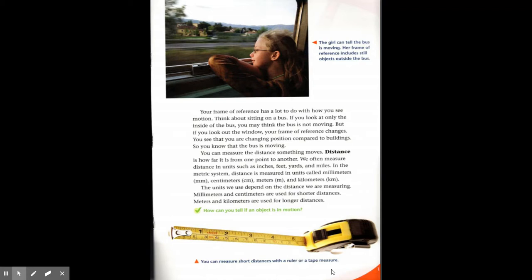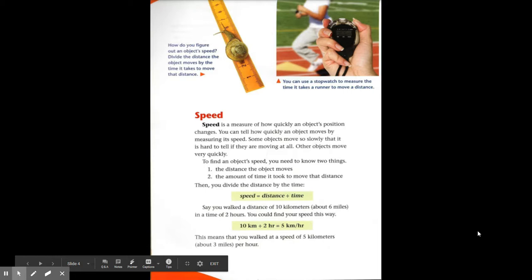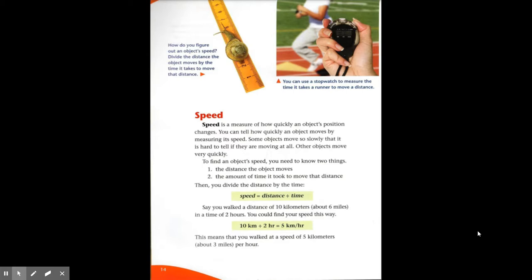How can you tell if an object is in motion? So we can tell that an object is in motion when its position has changed. You can measure short distances with a ruler or a tape measure. How do you figure out an object's speed? Well, you divide the distance the object moves by the time it takes to move that distance. You can use a stopwatch to measure the time it takes a runner to move a distance. Speed. Speed is a measure of how quickly an object's position changes. You can tell how quickly an object moves by measuring its speed.